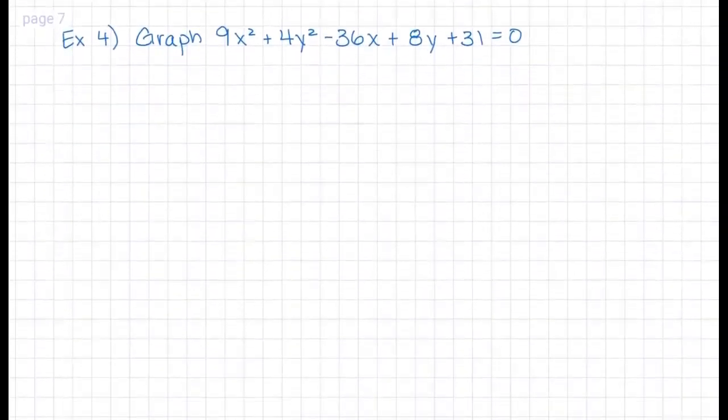All right, so if we look at number 4, we got to graph this. So think about how you would use completing the square to change this into standard form. And if you want to pause it and try it on your own, go ahead. And if not, I'll show you how to do it.